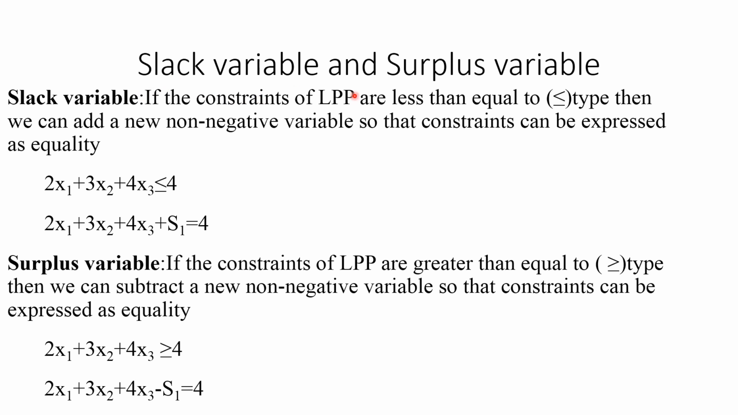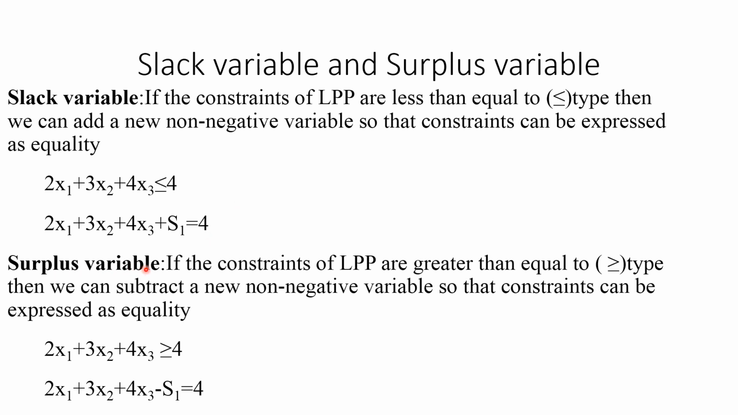So what is the actual definition of slack variable and surplus variable? If a constraint of LPP is less than or equal to type, then we can add a new non-negative variable, so the constraint can be expressed as equality. You can see here 2x1 plus 3x2 plus 4x3 which is less than or equal to 4. So we introduce s1 on the left hand side, so it will become 2x1 plus 3x2 plus 4x3 plus s1, which is equal to 4.